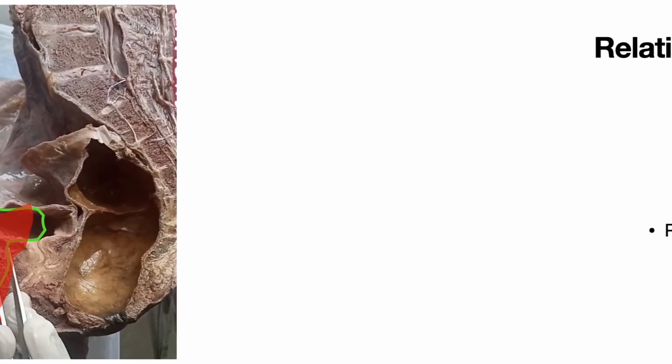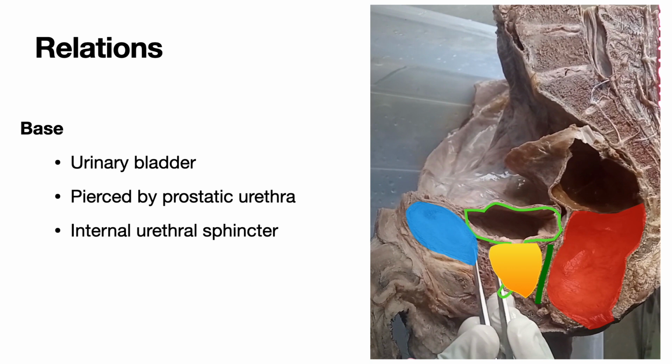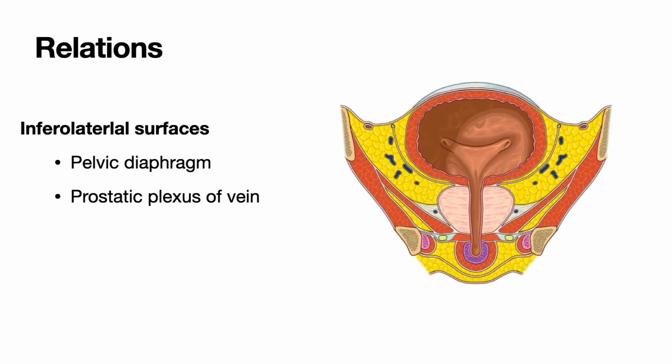The base of the prostate is related to the urinary bladder and internal urethral sphincter, and the base is pierced by the prostatic part of the urethra. The inferior surface is related to the pelvic diaphragm and the prostatic plexus of veins.